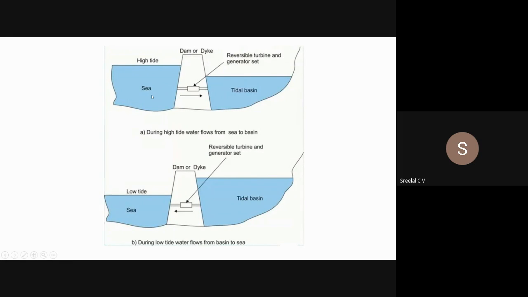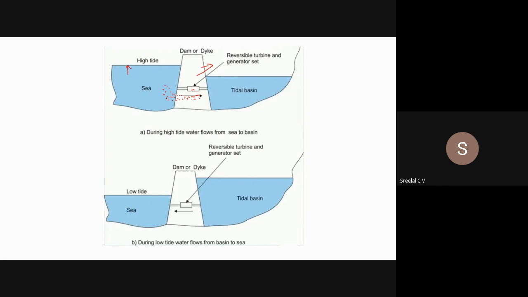Yeah, so during the high tide time, the sea level will be increased. Okay, so as a result, what will happen? The water will be flowing through this. And due to this particular flow, the turbine which is attached here will be rotating, and we will get electricity. Okay, do we understand? Yes, sir.